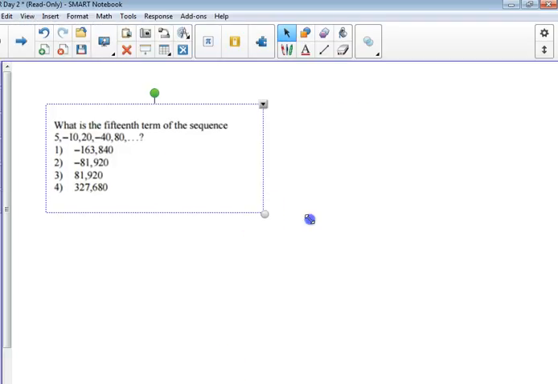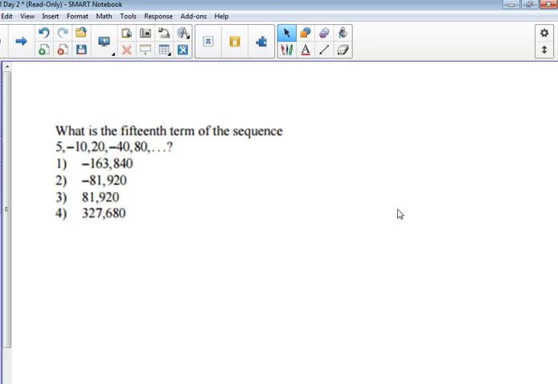Okay. Why don't you guys try this one? This is a good one. Find the 15th term in the sequence.